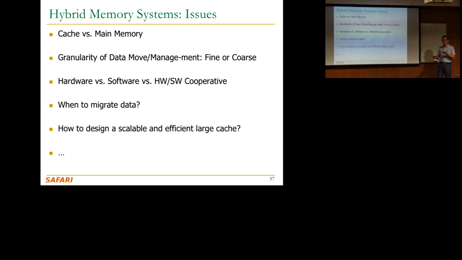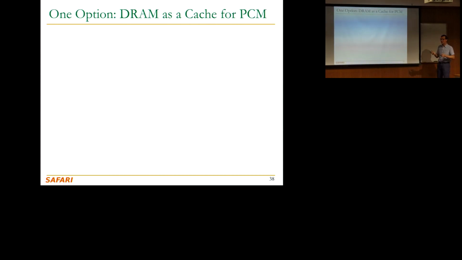There are downsides and upsides to both. Software is usually very slow, as you know, but in some things it also has a lot of scope. When do you migrate the data? How do you design a scalable and efficient large cache, assuming you want to manage it as a cache? And there are a bunch of other questions over here. Actually, we laid it out when we wrote some papers in the past. But let's take a look at some options.